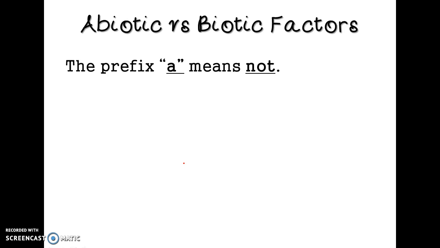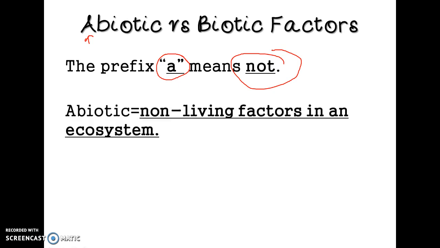Now, abiotic, let's look at the prefix a. The word's the same, it's just we have this a right in front of it. The a actually means not when it's in front of a root word. So the word abiotic has to mean non-living factors in an ecosystem. Everything that's abiotic is not alive. These are things like the sun or rock or dirt or water. All of these things are very important and essential for the ecosystem and those living things that live there. However, they are not alive.